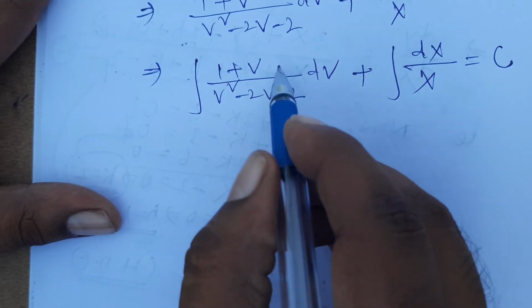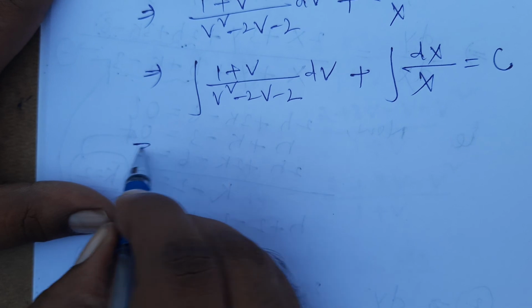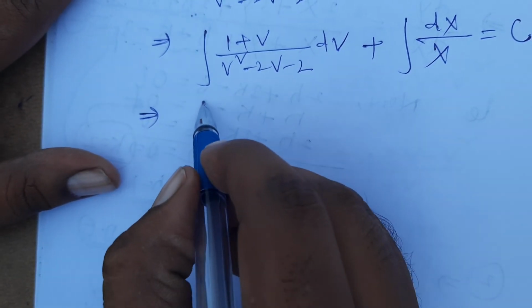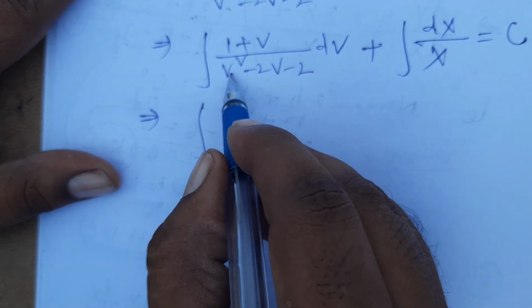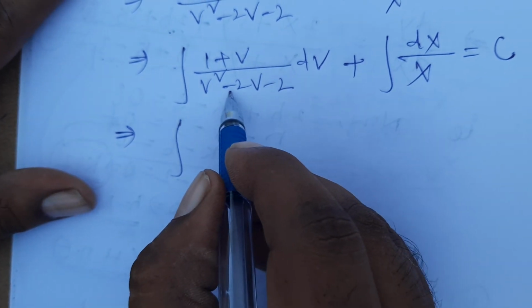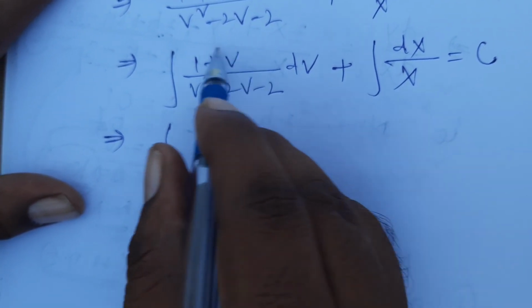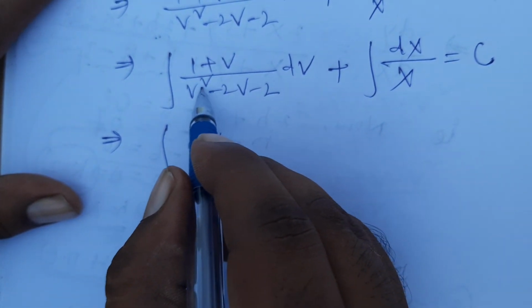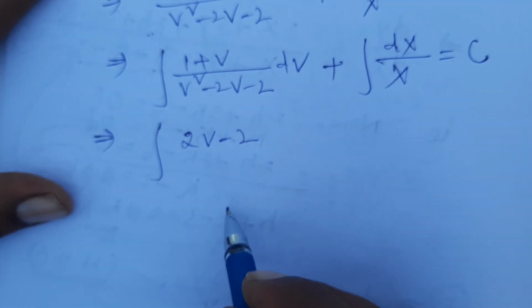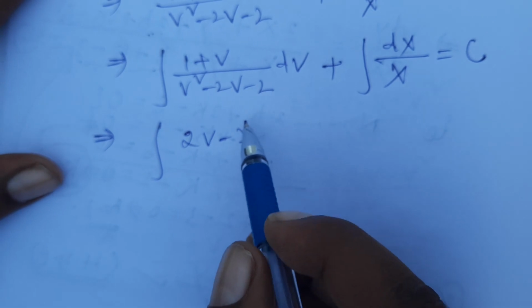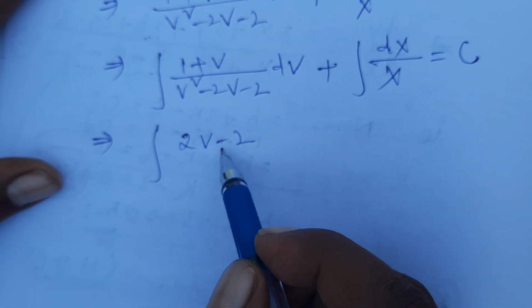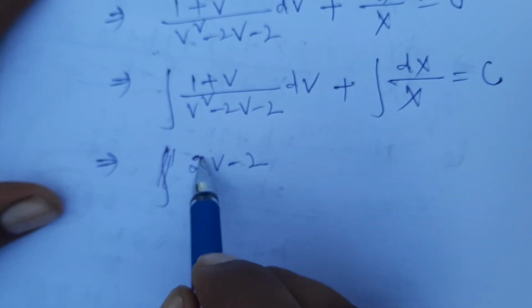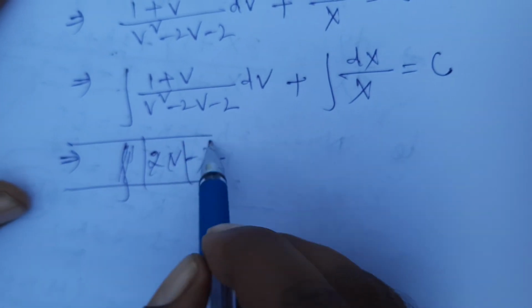Now we have to simplify this value. How can you simplify it again? I can make the numerator from v square divided by 2v and minus 2v divided by minus 2, so I can modify the numerator as 2v minus 2. Okay, leave it here. There is one method for this.